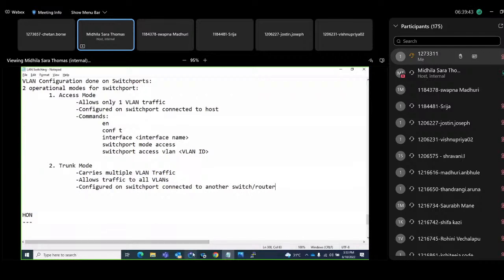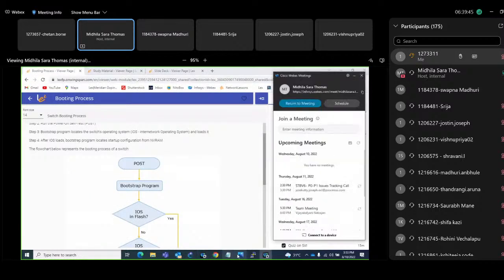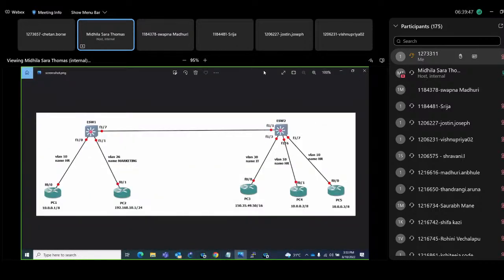So now you tell me, just look at this diagram. Think from your perspective. If this PC wants to communicate with this PC, which is in another building, this PC to this PC, my question to you: this is access, this is also configured as access. But here, tell me, this one to this one. Okay, wait.